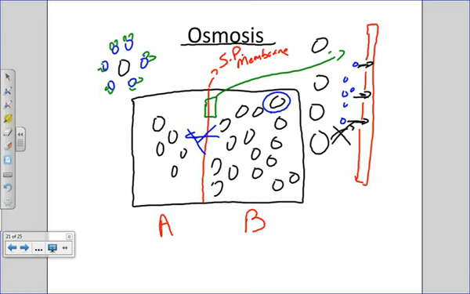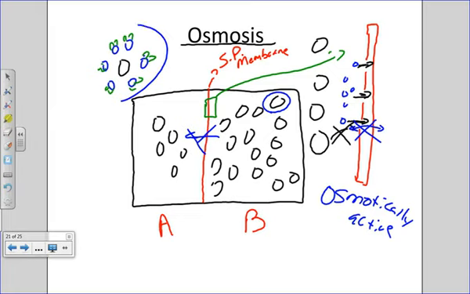So whatever particles cannot freely pass through the membrane, we call those osmotically active. These can't freely move across the cell membrane, but they can attract or draw water to one side or the other. Being that there are more osmotically active particles on side B versus side A, that's going to draw the movement, the attraction of water in that direction.